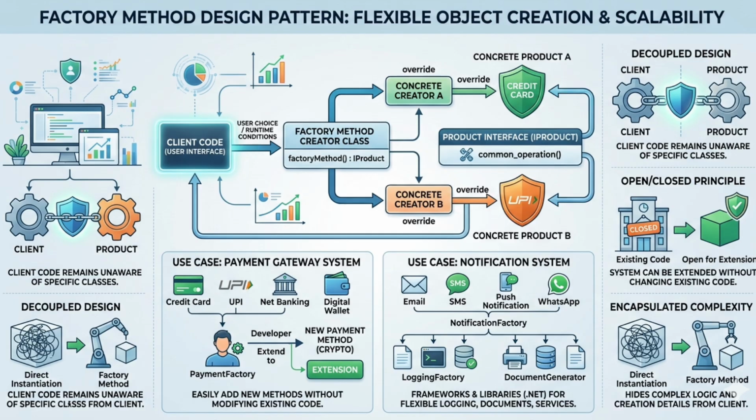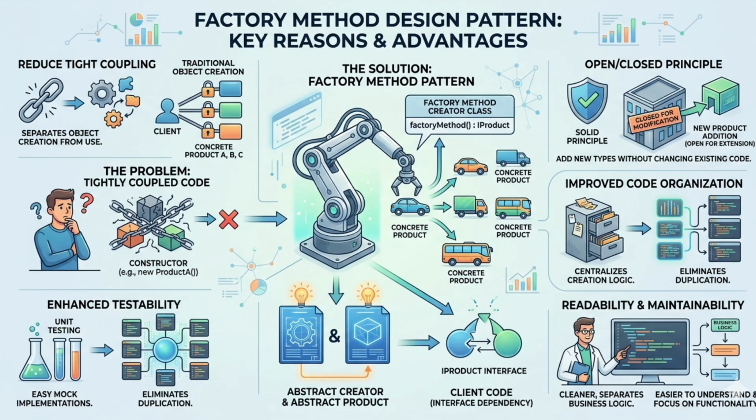In essence, the factory method pattern should be used wherever there is a need for flexibility in object creation, especially when dealing with multiple implementations, runtime decisions, or evolving requirements. The primary reason for using the factory method pattern is to reduce tight coupling between classes and improve the flexibility and maintainability of the code.